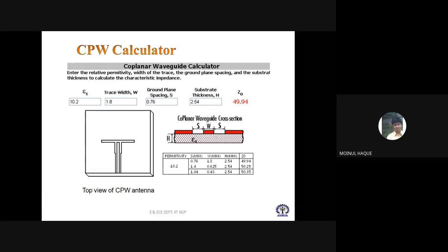So how can you know that it will be close to 50 ohms? That is why this kind of calculator is available. Here I have just shown you a CPW line calculator. There is also a microstrip line calculator. Just give the value of epsilon, the trace width W, the ground plane separation S, and the thickness of the substrate. If you put in these values, you can calculate Z naught, our characteristic impedance. I have chosen one of my antennas in which the Z naught value is 49.94. So when you design your antennas, keep all these things in mind, so that after designing your antenna, you don't have to use any additional networks.